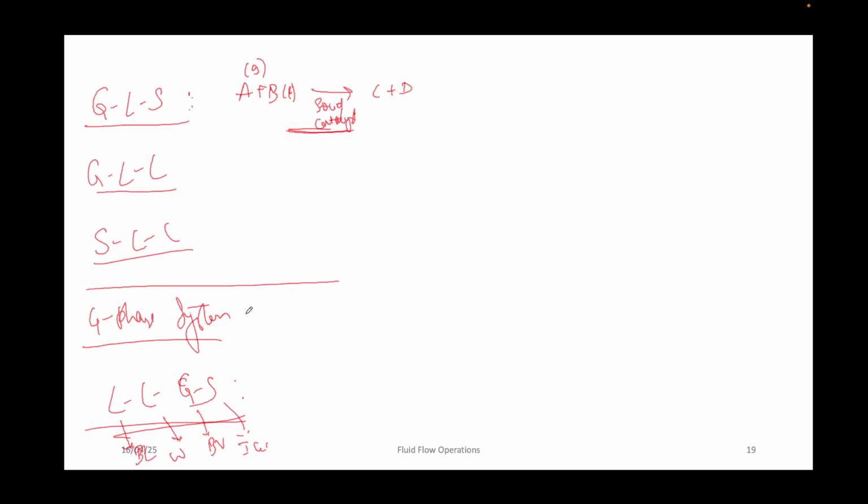Okay. But what is the necessity of learning all these things? Why do we have to learn about different phases, like multi-phase flow? What is the reason behind learning these multi-phase flows? And where exactly do you apply this knowledge of multi-phase flow?